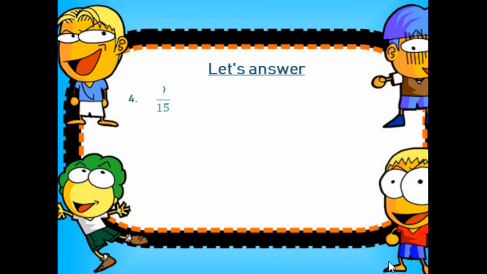We have 9/15. Change to decimal form, we have 0.6. So we get 60%. Number 5.